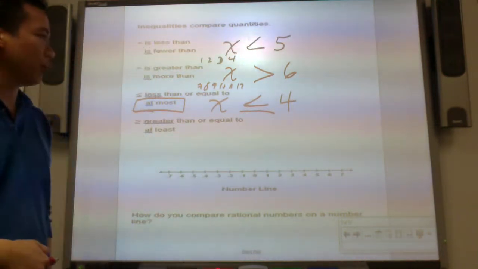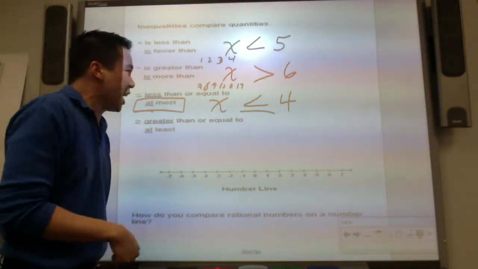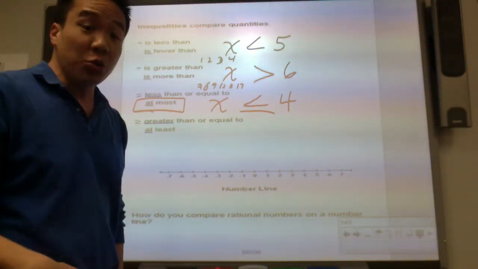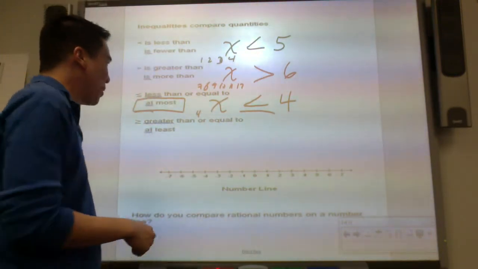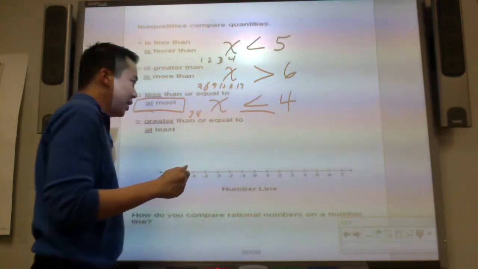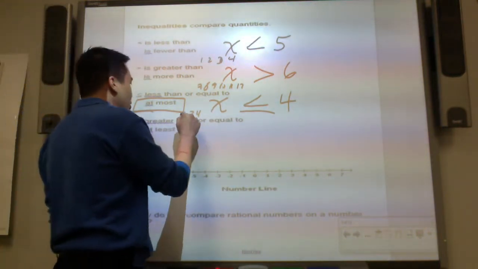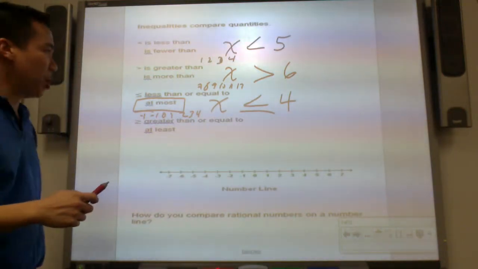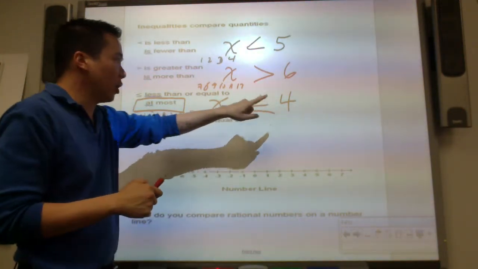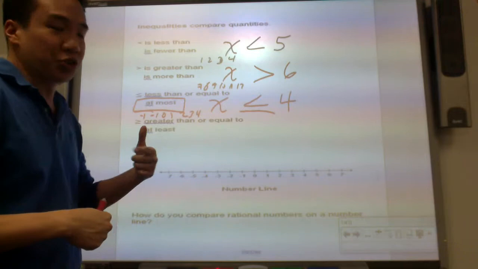is less than or equal to 4. Can you name numbers that are less than 4 or equal to 4? So we can use 4. 4 is less than or equal to 4, at most. 3 could be at most. 2, 1, 0, -1, -2. All these numbers at most reach up to 4, but are less than it and equal to it.